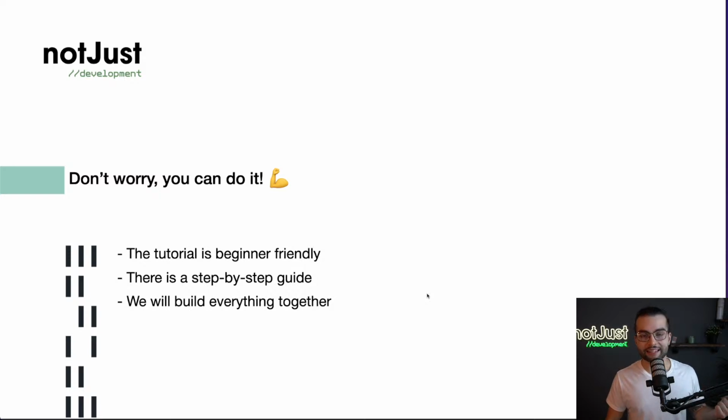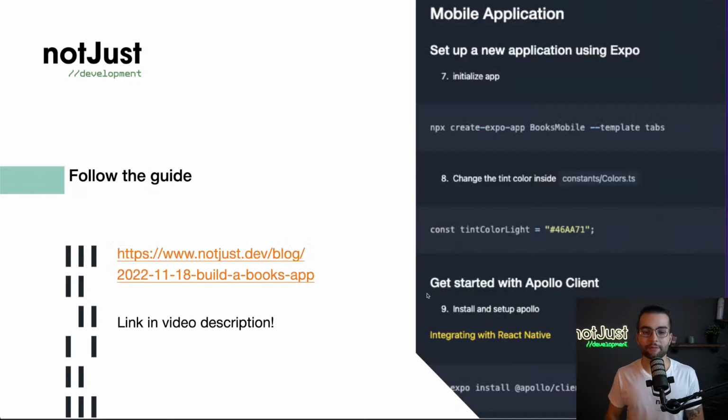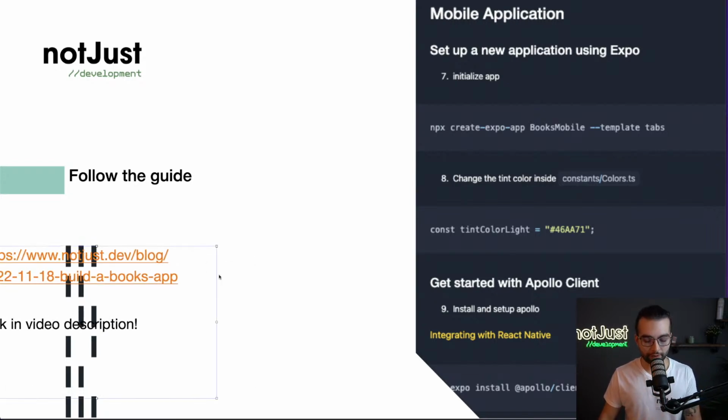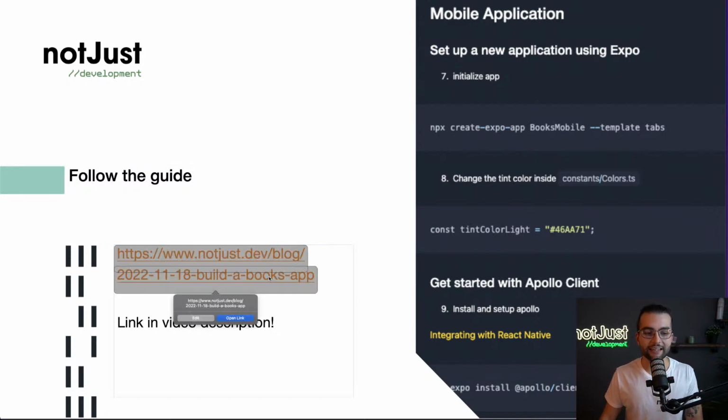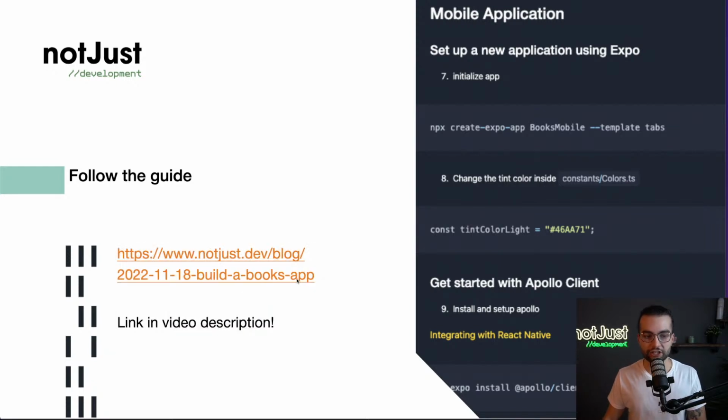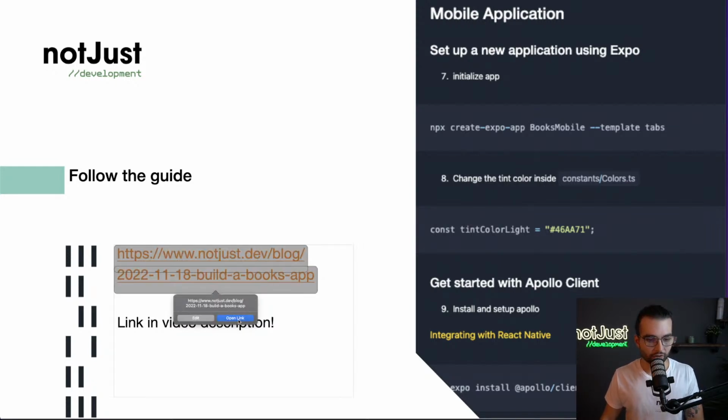But before we get started, I want to share with you the step-by-step guide that I was mentioning. You'll find the URL in the description of this video, or you can go to our notjust.dev blog and you should find the build a book application post there. So let me open it here.